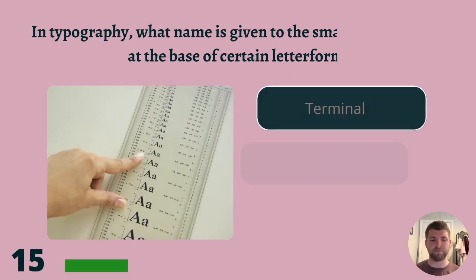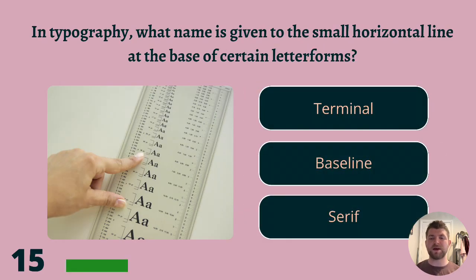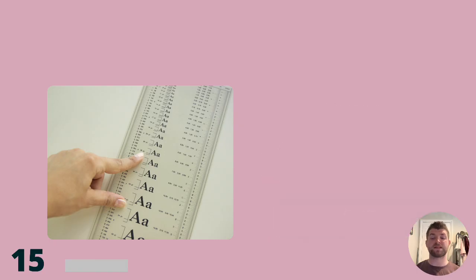Here's question 15. In typography, what name is given to the small horizontal line at the base of certain letter forms? Terminal, baseline, or serif? The answer is serif.